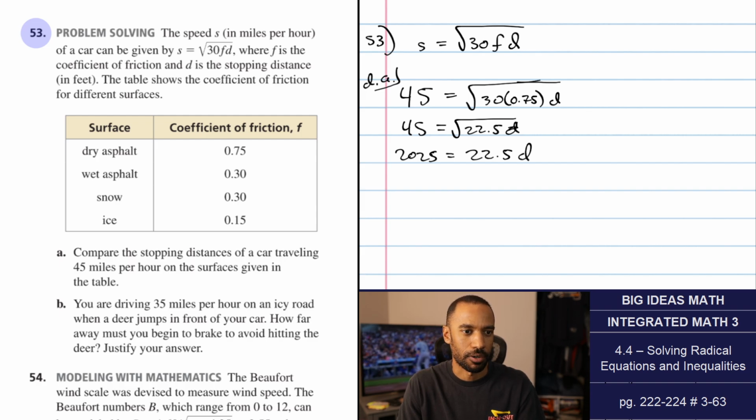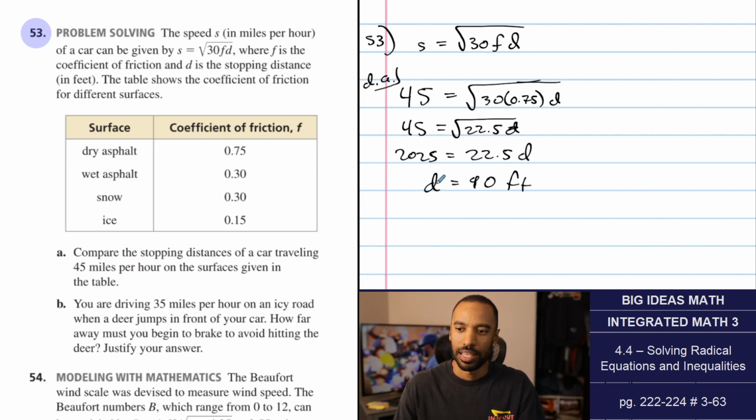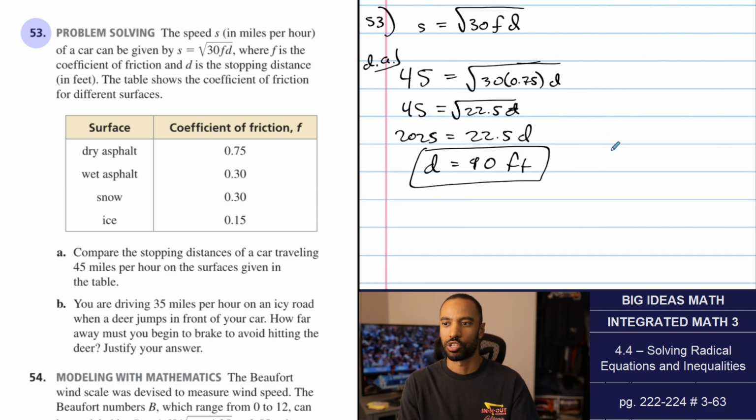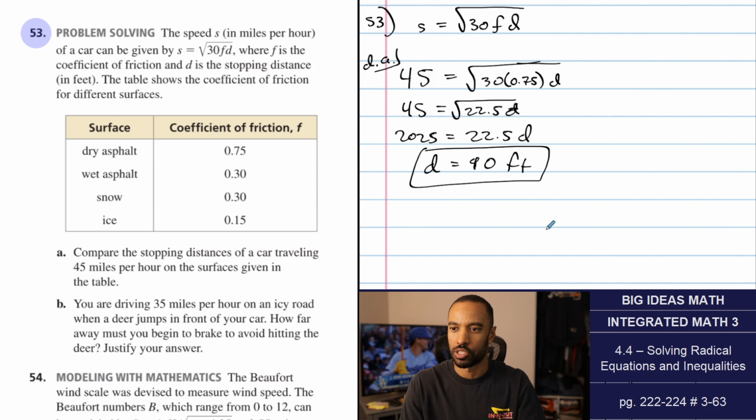Well, actually, I don't know that answer. Let's make sure that's 45 squared, and then divided by 22.5. Oh, it's an exact answer. All right, d equals 90. Stopping distance is in feet. I like the scientific stuff that they do. Shows that they did some work on that. All right, so for dry asphalt, that would be the one. Stopping distance 90 feet when you're 45 miles per hour.